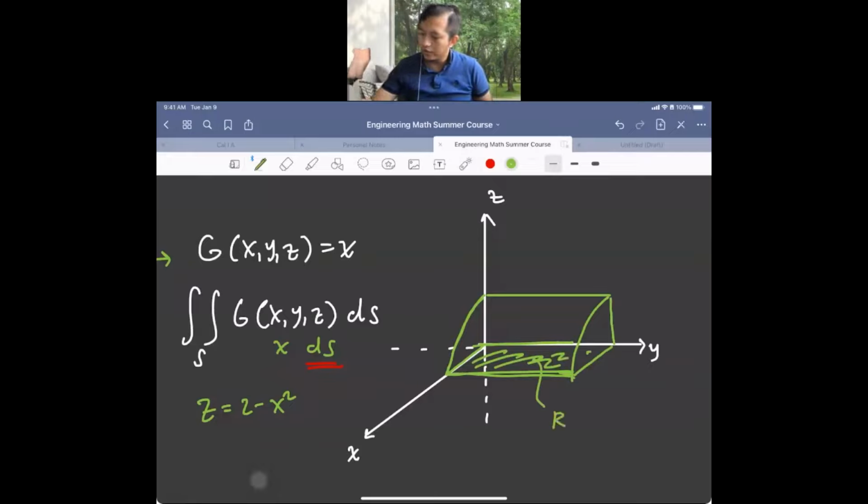And this will be our R. Let's say this is our R. This is S, right? This is S that we want to evaluate. Our S, or our z equals 2 minus x squared. Okay. Now this is 4, right? y equals 4 and all this will be 0.